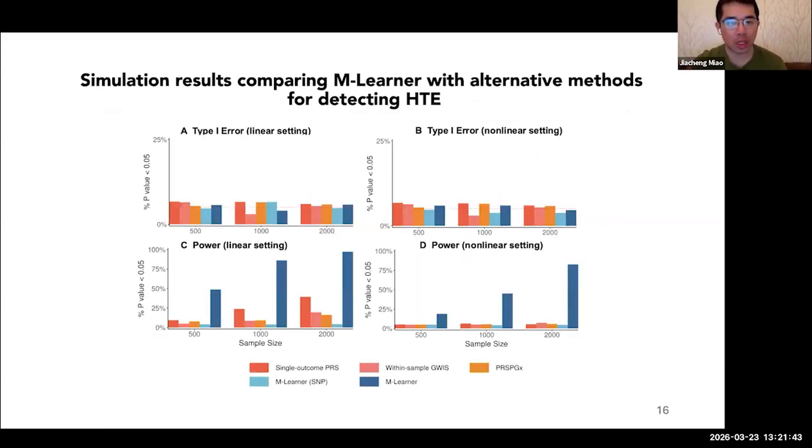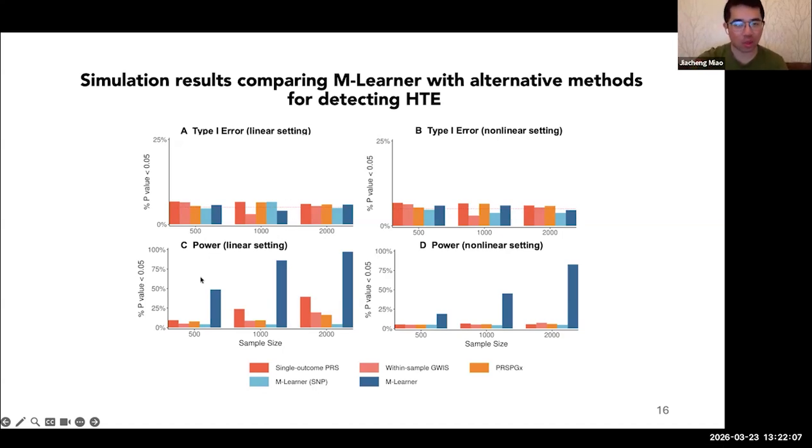We also do some simulations compared with alternative methods. These two settings are about the type 1 error, whether there are any false positives. One thing to note is that our method can handle the linear setting, which is the formula I showed before, but we can also handle nonlinear settings. And here's the power plot.